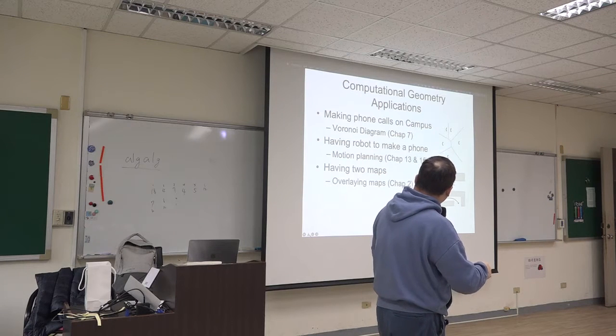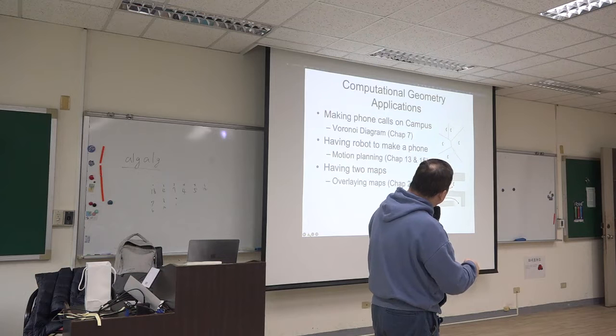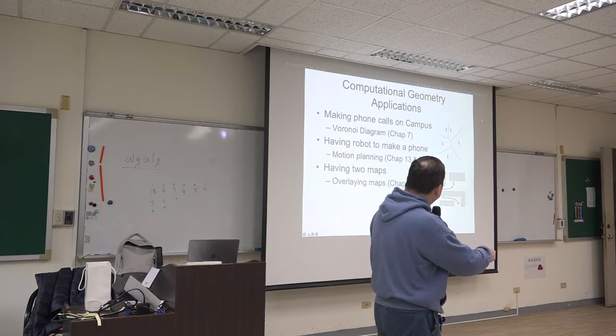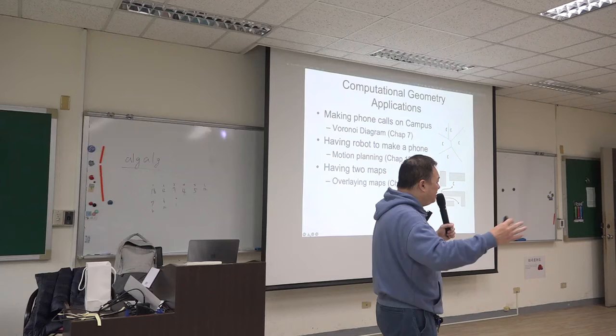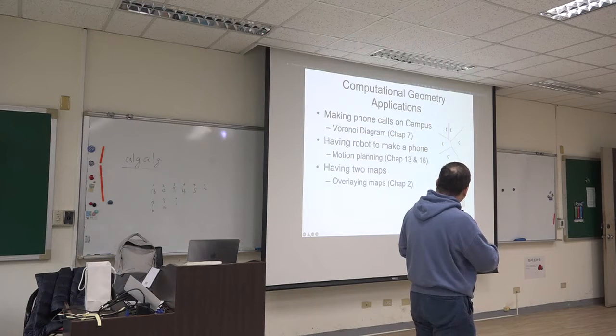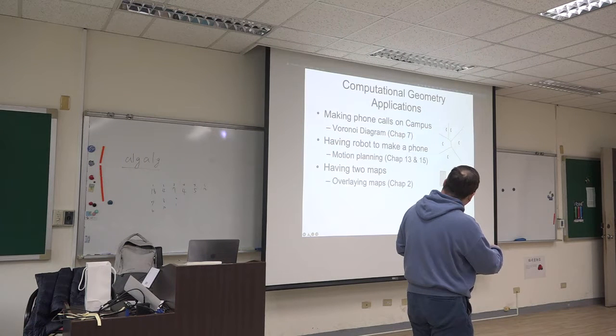Say this is a space, and assume this is a campus, and we have 1, 2, 3, 4, 5 phone booths. As I said, you want to go to the nearest phone booth, and since there's no building to block your way, you can just treat the whole campus as a very plain two-dimensional space, right? So you could divide this space into five cells. And within each cell, for example, this cell is formed by the points in this cell.